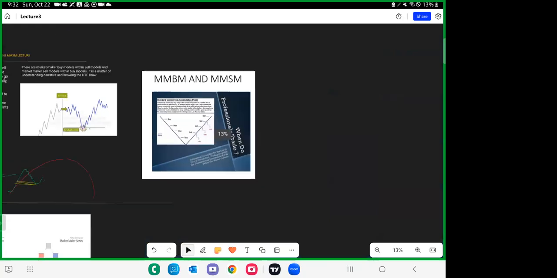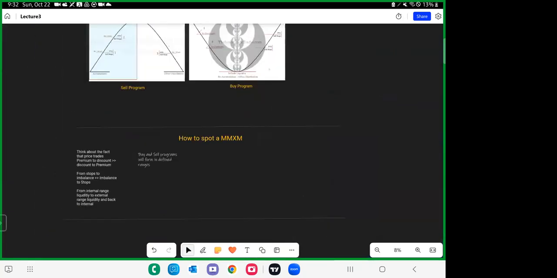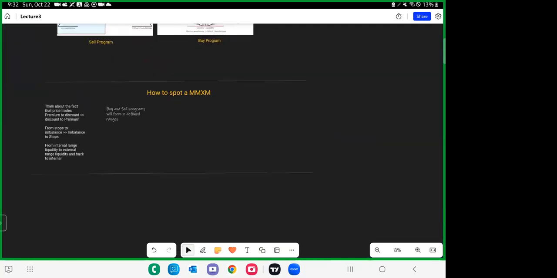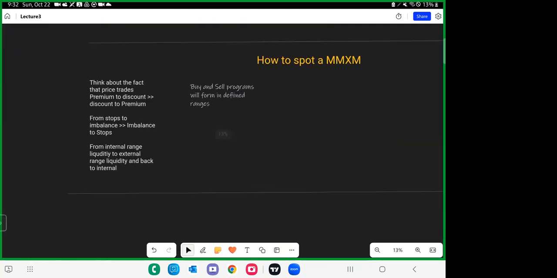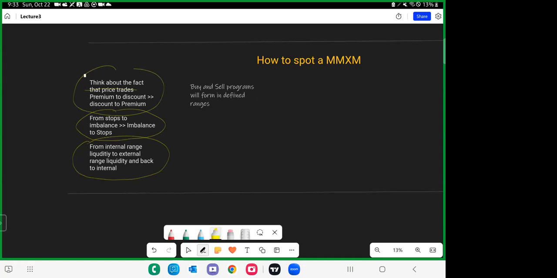So we'll do a little example here. And then one other key point: how to spot the market maker model. Just think about this here. Think about the fact that price trades from premium to discount or discount to premium, from stops to imbalance or imbalance to stops, from internal range liquidity to external range liquidity and back to internal. When you're saying that, basically what you're saying is there's a market maker. Saying all of this is just saying power of three. It's saying accumulation, manipulation, distribution.